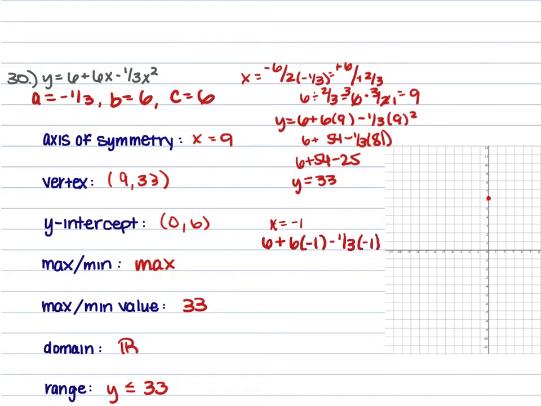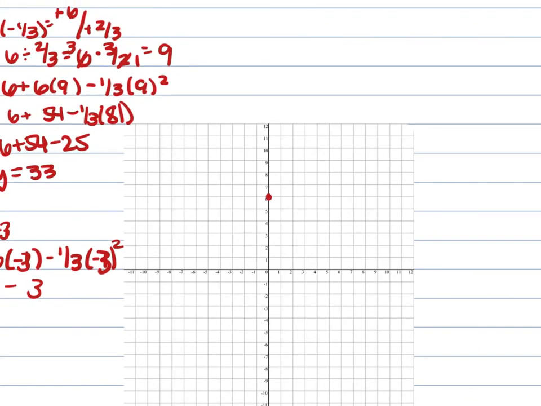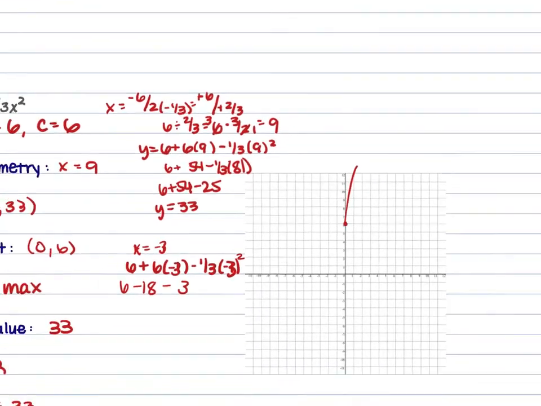Now, I wouldn't do this. I would have used 3, because I know that 3, so let's do negative 3, is going to get rid of that fraction for me. So 6 plus negative 18, minus 3. 6 minus 18 is negative 12, minus 3 is negative 15, which is not going to be on our coordinate plane anyways. So we know this is going to go up very steep, so we're going to leave it just like that and be done.